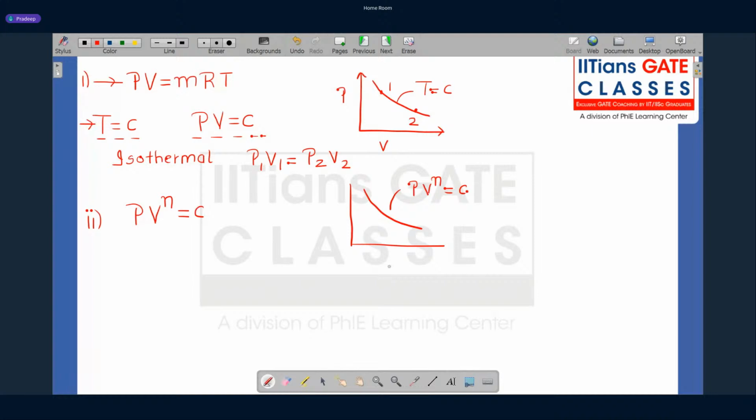So we know between any two state points, if you want to relate them, they will be related by this relation: P1 V1 to the power n equal to P2 V2 to the power n. Simple mathematical relation for the curve, and you can relate P2 to P1 with V1 by V2 to the power n.